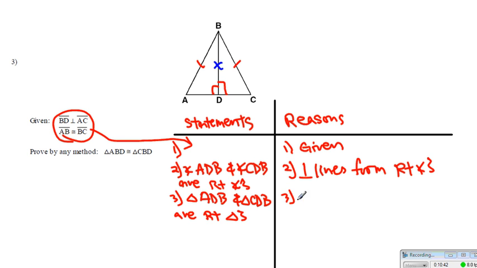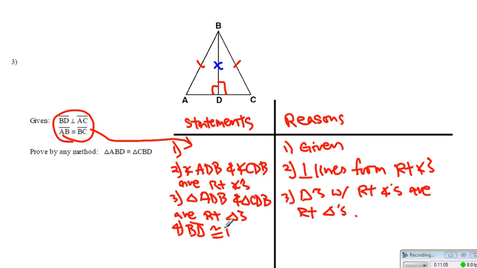So number three, triangles with right angles are right triangles. Of course, number four, SBD has to be perpendicular to BD. Step number four, why? Because of the reflexive property.